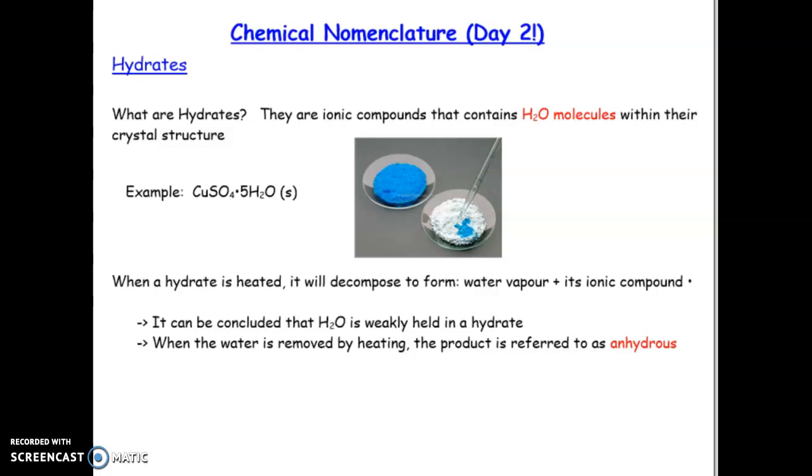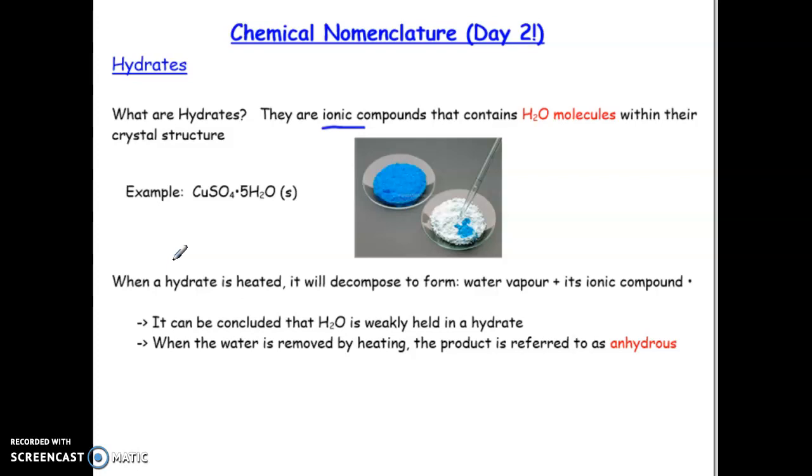Okay, so we're looking at the second part of nomenclature. A lot of this will be repetitive from grade 10, but some of it, of course, is new. Hydrates is a new type of structure that you haven't yet seen. A hydrate is essentially an ionic compound that has water molecules within its structure.